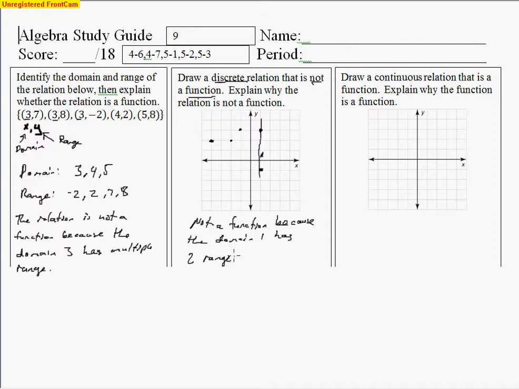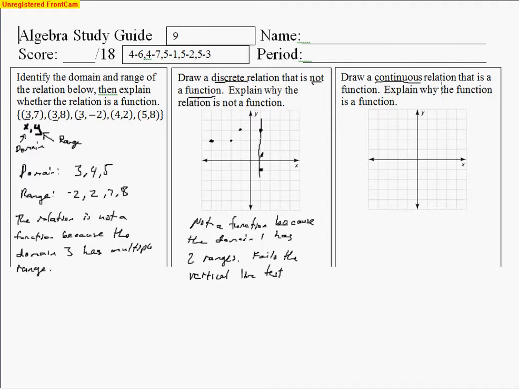Another way to state this, since we've got a relation that's in graphical form, is you can use the vertical line test, and it fails the vertical line test. And that's just when you run a vertical line through the graph and it crosses in two points like it does here, then it fails that line test because that is a domain and that domain has more than one range.